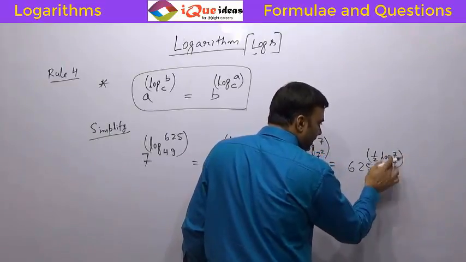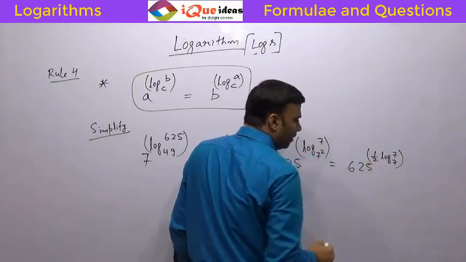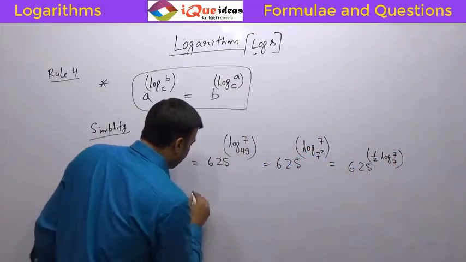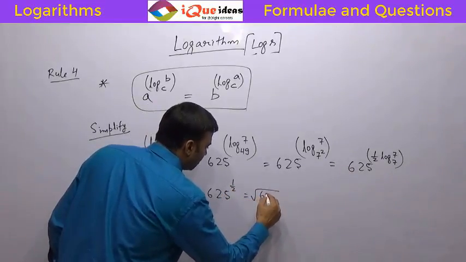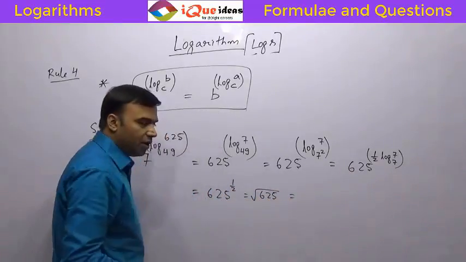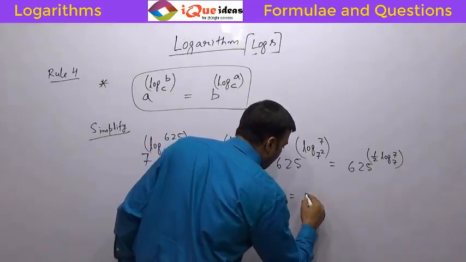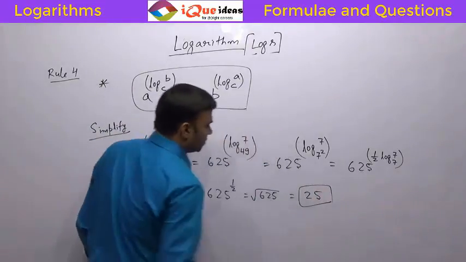Now, log 7 to the base 7 has to become 1. So this becomes 1 by 2. So we have 625 to the power 1 by 2. That is the square root of 625. And we all know 625 is the square of 25. So the square root of 625 will be 25. So the final answer of this question is 25.